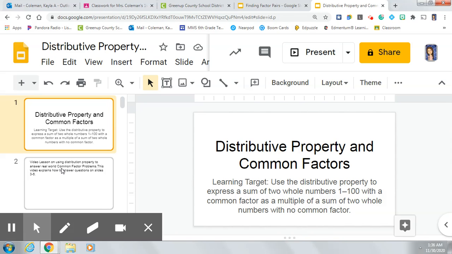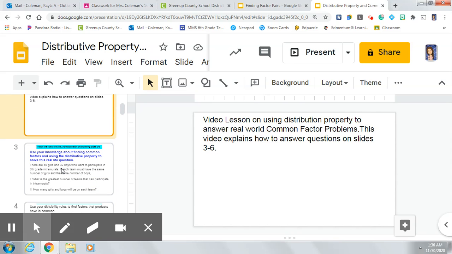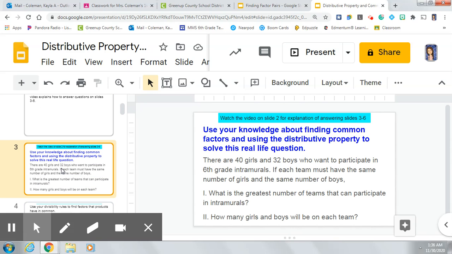Okay, the first slide is a video lesson. That's what you're watching right now. The next slide is giving you real world examples and why we use common factors, why it's important to use, and just how to connect it to the real world. So using this knowledge that you've learned the past couple of days, we're going to solve this problem.